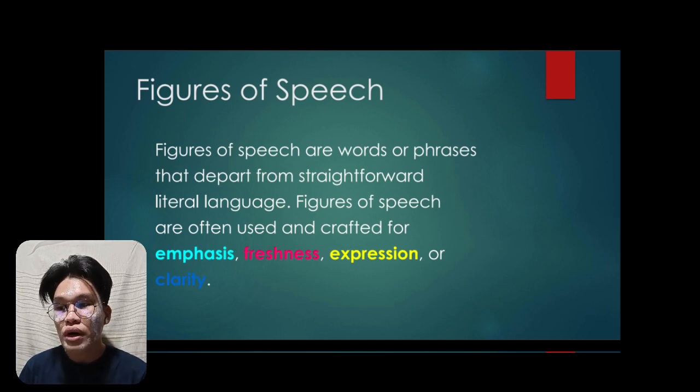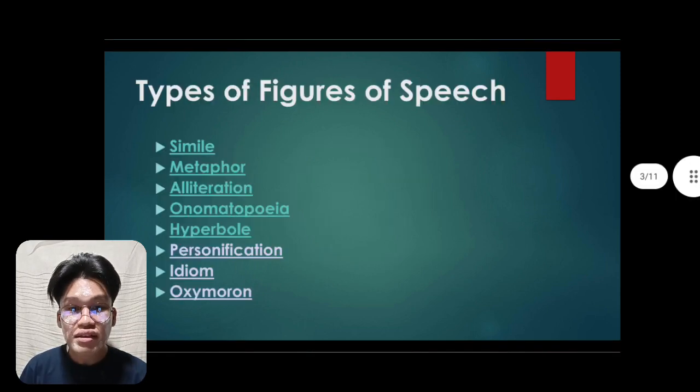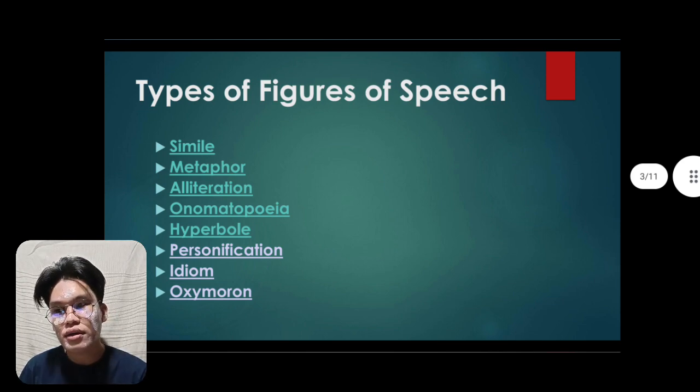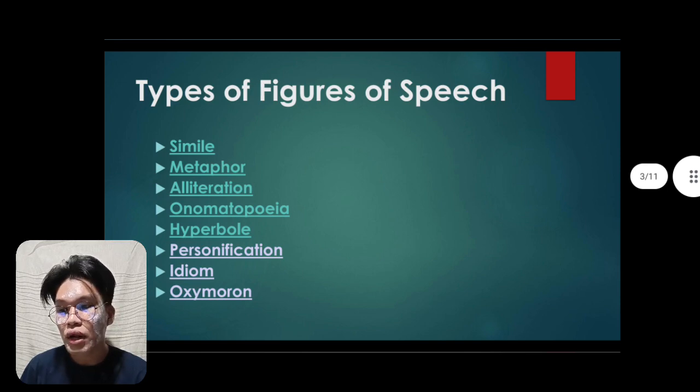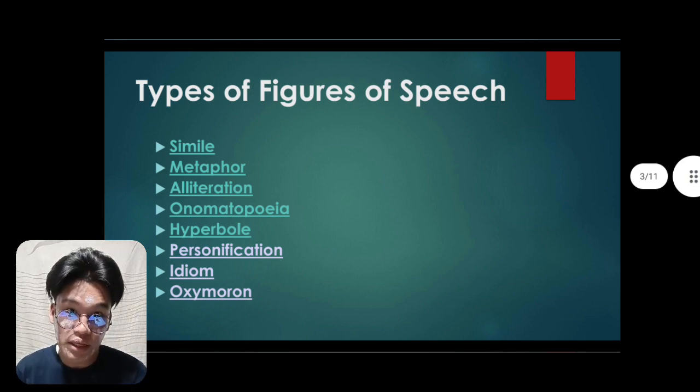Okay, so types of figures of speech. So I have listed 8 figures of speech here. However, there are many types of figures of speech. So I only listed 8 because these 8 are the basics of figures of speech. So we have simile, metaphor, alliteration, onomatopoeia, hyperbole, personification, idioms, and oxymoron. So each of that we will be tackling.